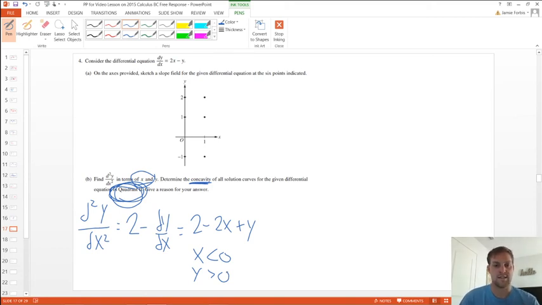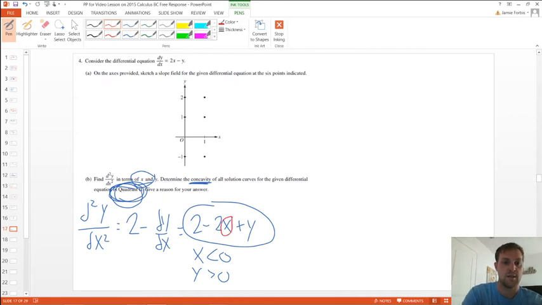So if that's the case, think about what happens if you plug those values into this differential equation. Any negative value that you plug in for, say, x, it's going to be a negative times that negative 2, which is going to make it a positive. And if I plug in any y value that's greater than 0, that's going to be another positive. So that's going to be positive plus a positive plus a positive. No matter what I plug in, it's going to be a positive answer. So this is always going to be greater than 0.